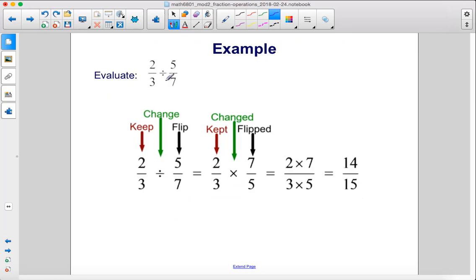Evaluate 2/3 divided by 5/7. We keep 2/3 as is. We change the division to a multiplication, and then we flip the second fraction to 7/5. Then we just solve. 2 times 7 gives us 14. 3 times 5 gives us 15. So the answer is 14/15.